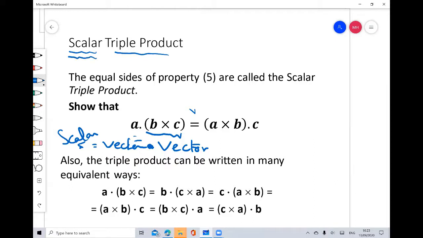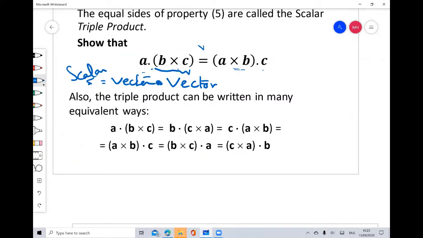So this property tells me I could alternate the order of operations. If I started with a dot, then cross, I could say cross, then dot. I could combine A and B, or I could combine B and C. These all give me the same result, on condition that I stick with the cycle or the direction, where I have A, then B, then C.